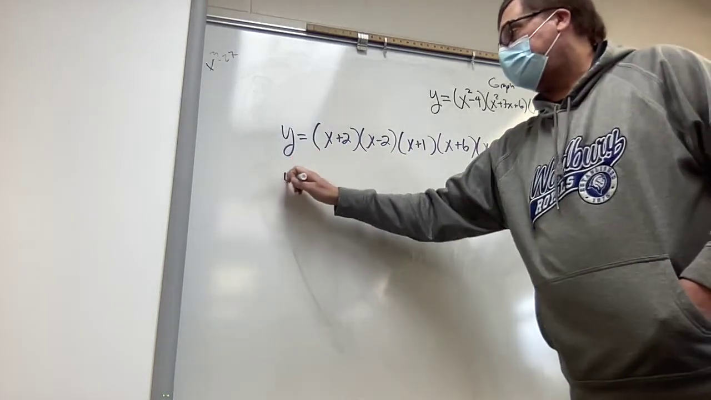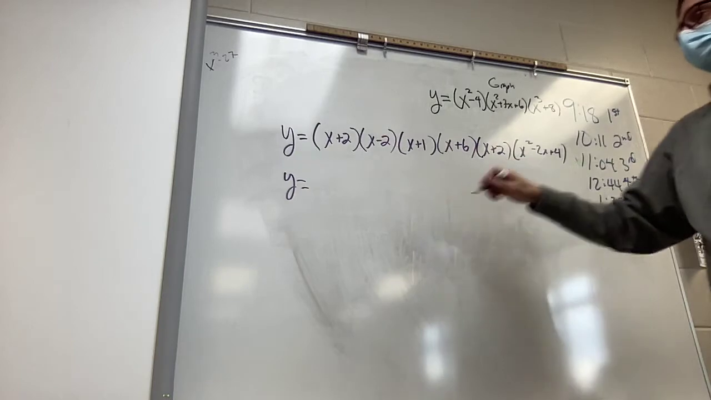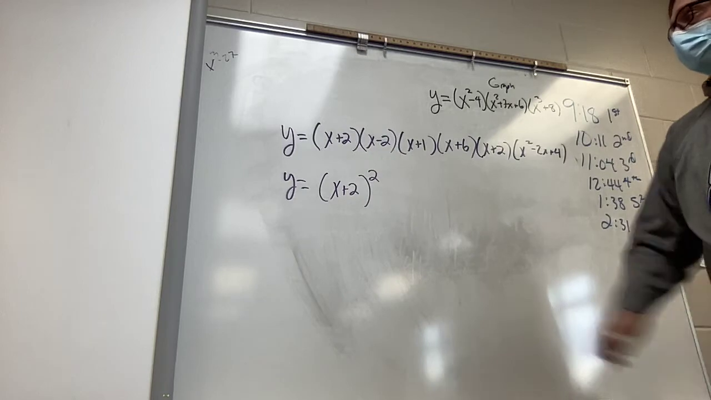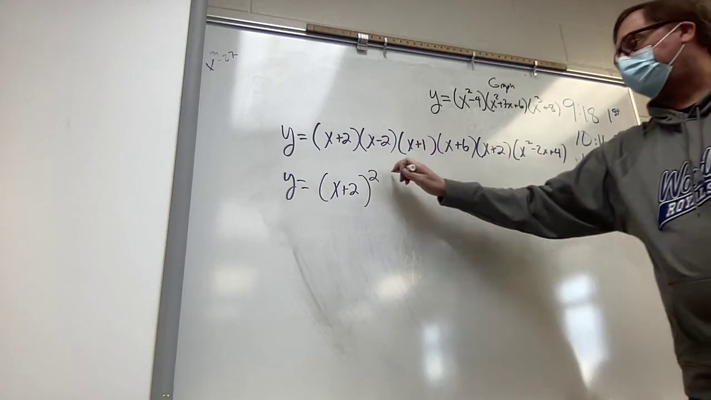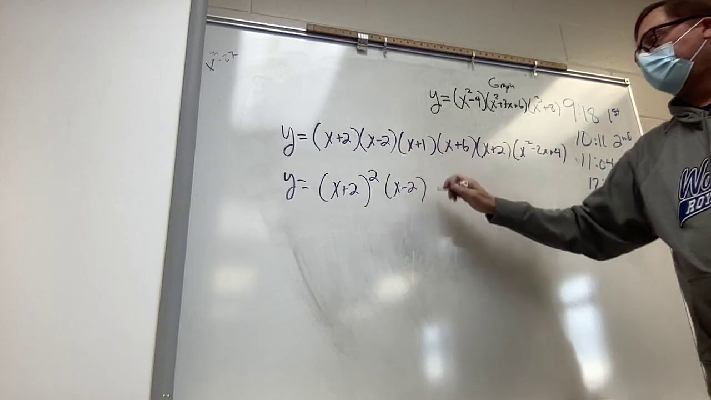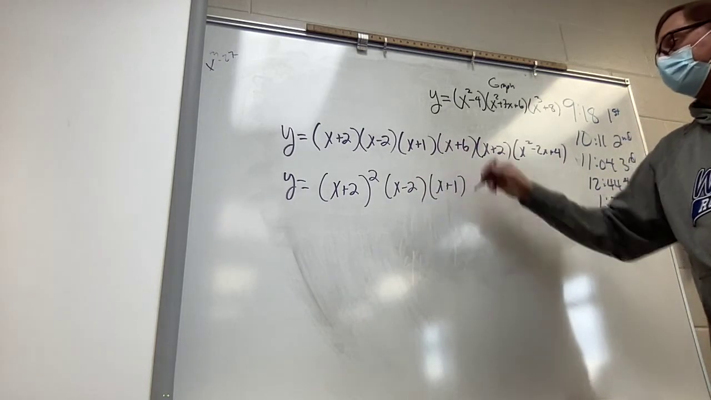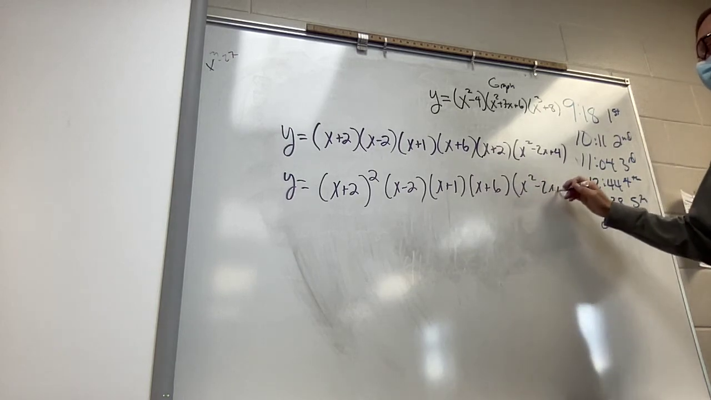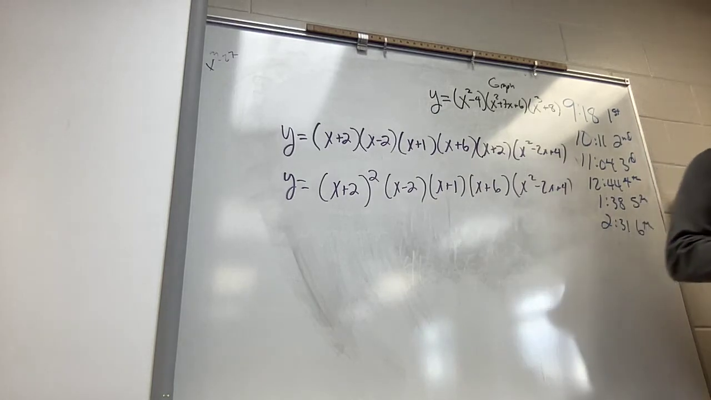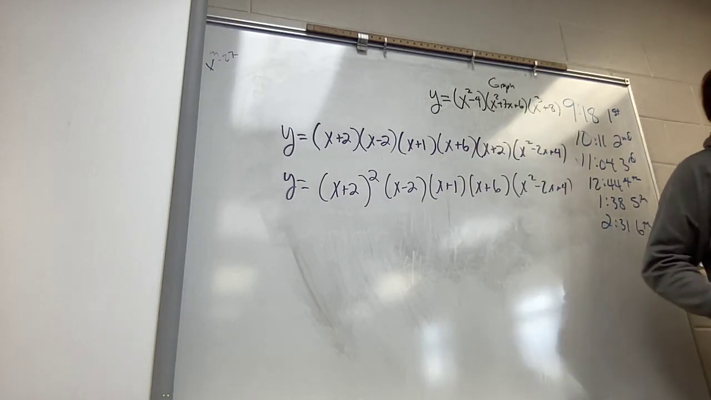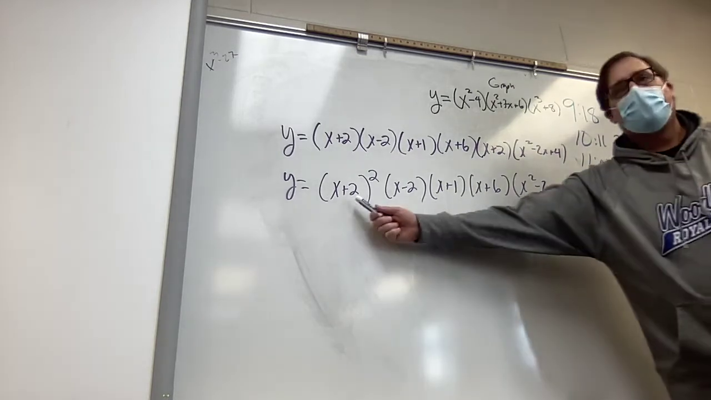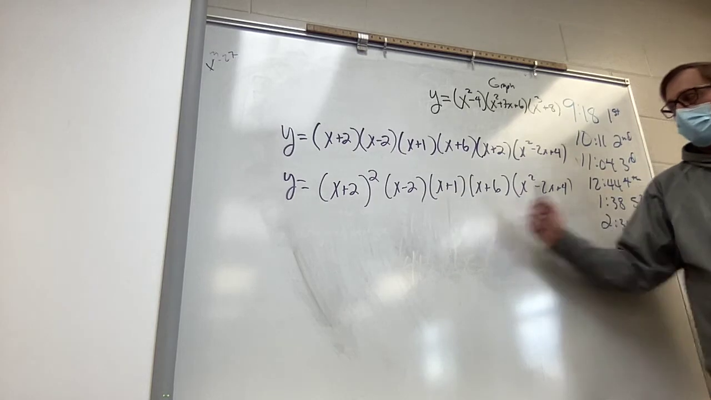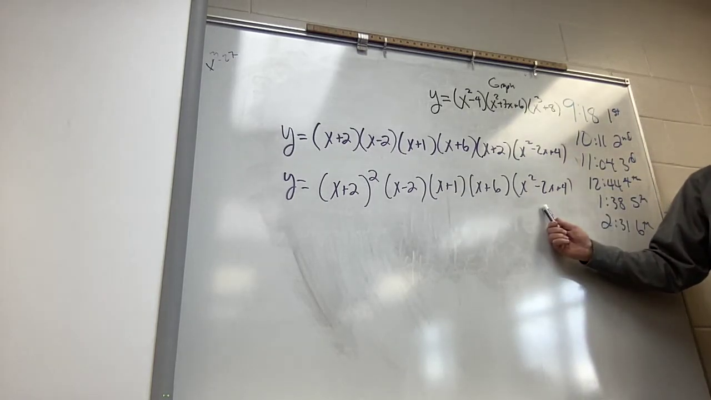I'm going to rewrite this as, do I have 2 x plus 2's? Say yep. X plus 2 squared. Nothing else matches up, so I have an x minus 2, an x plus 1, an x plus 6, x squared minus 2x plus 4. When I point to it, say, this shows up on the graph or this doesn't show up. This shows up. That won't show up on the graph.